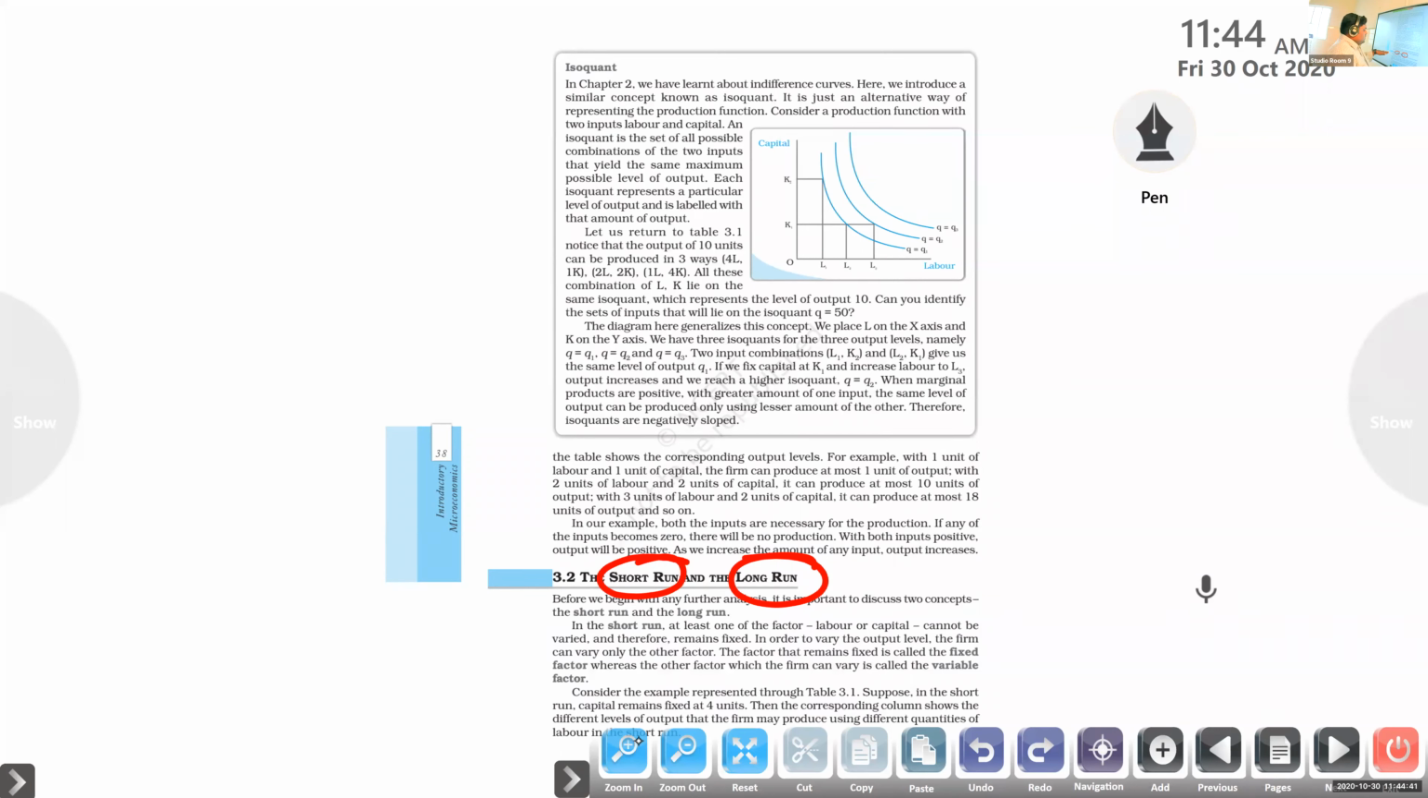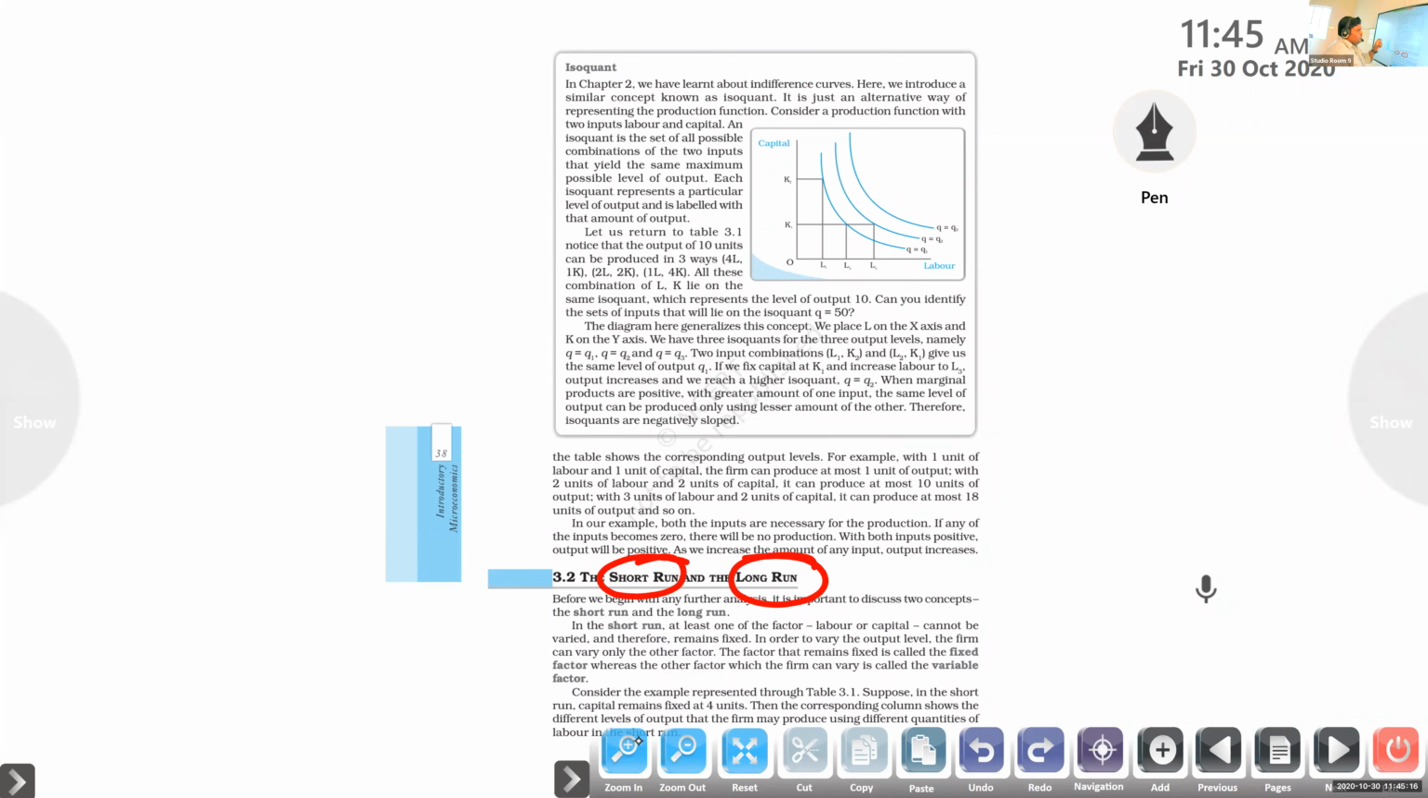Just remember, understand properly. In the short run, at least one of the factors like labor or capital cannot be varied and therefore remains fixed. Any one factor will not change. In order to vary the output level, the firm can vary only one other factor. The firm is always making changes in one factor, but always one factor is constant. If land is constant, capital will change. If capital is constant, labor will change. Is that clear or not?